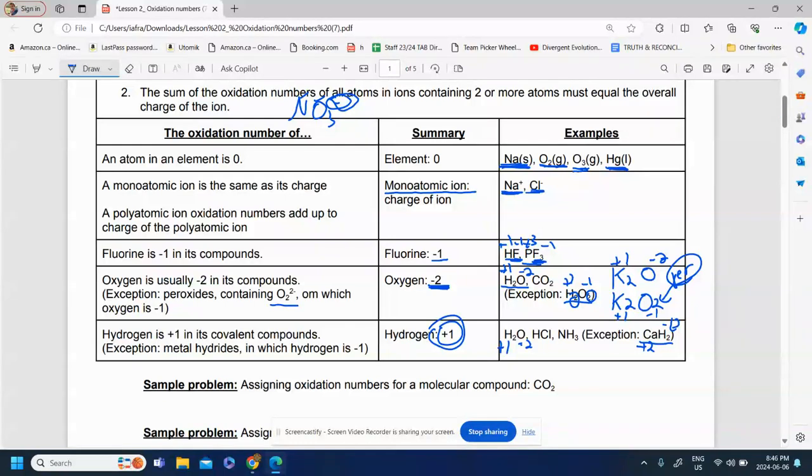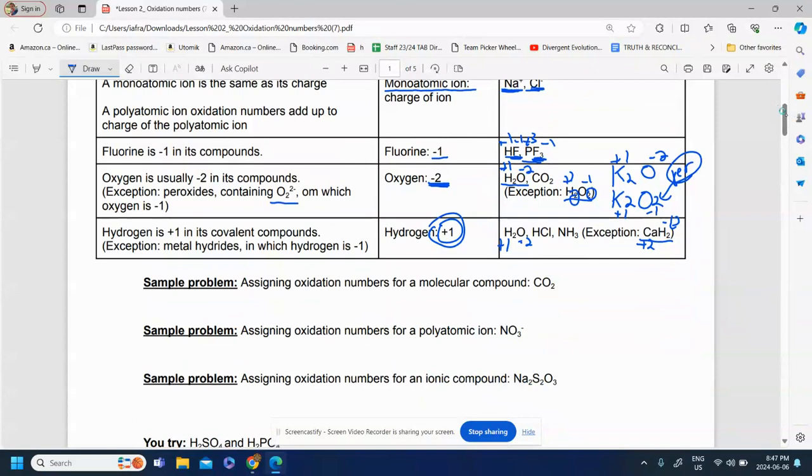So these are the general rules you have to pay attention to and follow when you're trying to assign oxidation numbers. We're going to do some examples together, and really the best way to memorize these rules is by doing practice. So let's start with CO2.